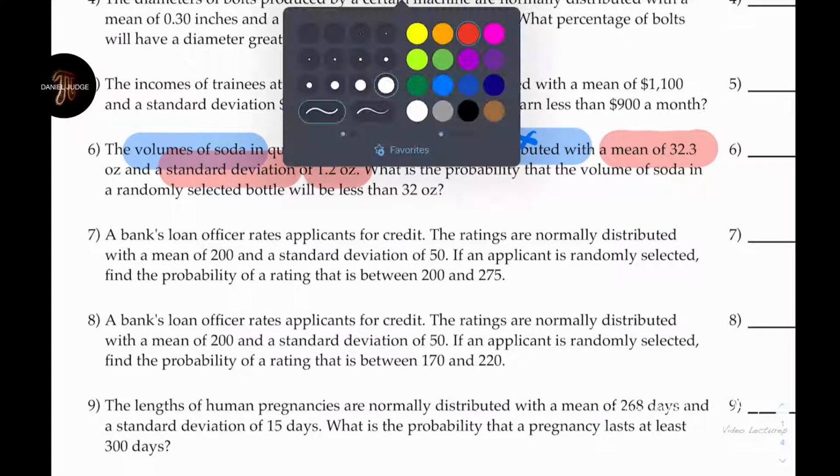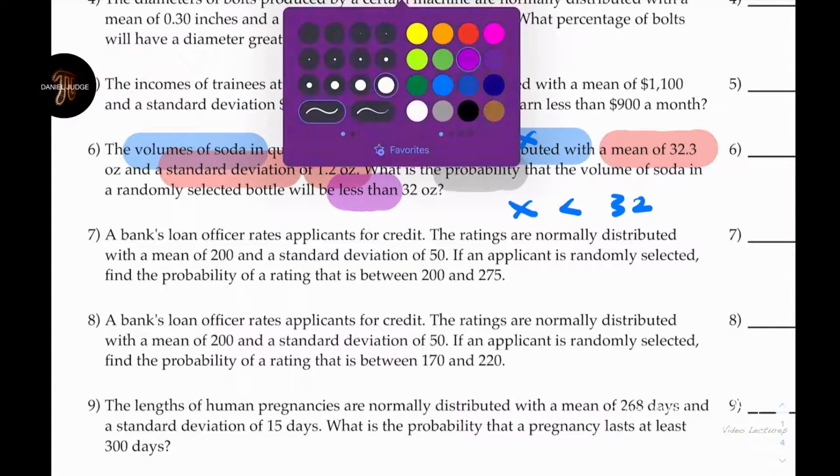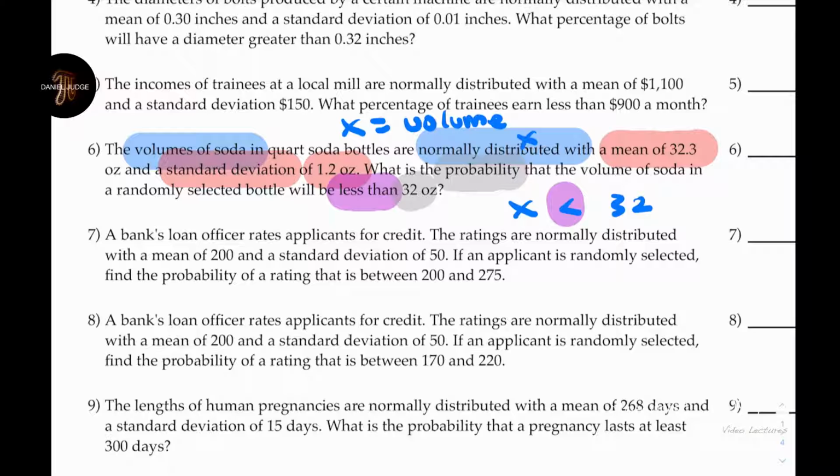Okay? What's the probability that the volume of soda is less than 32 ounces? So X, which represents the volume, is less than 32. You're really reading this statement as it's written down here. And again, this is a probability question. It is not a percent question. So it's the probability that X is less than 32. Number 6.